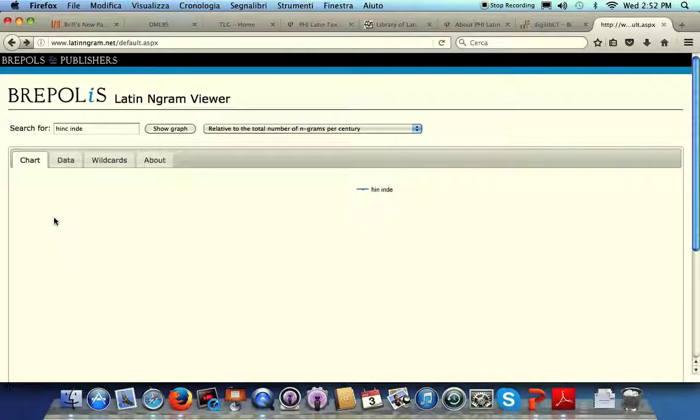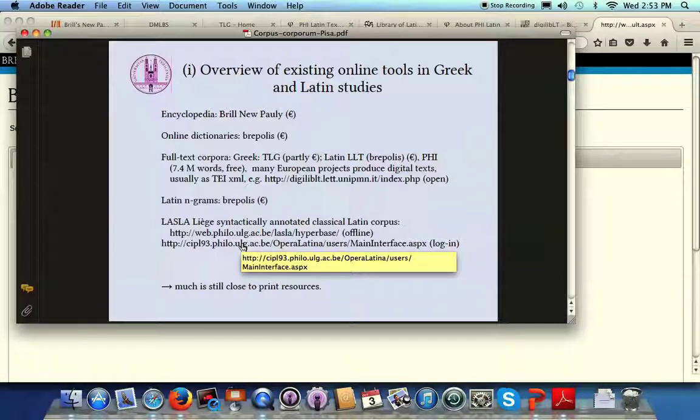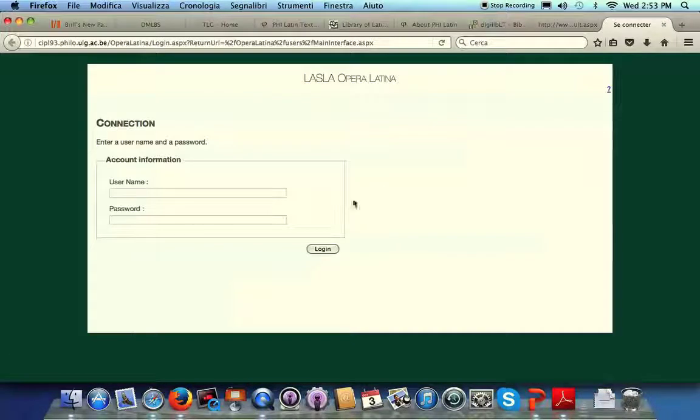A university project that is not commercial is done by the LASLA in Liège in Belgium. Already in the late 90s, they produced a part-of-speech annotated corpus of classical Latin texts and published their corpus on a CD-ROM back then called Hyperbase. This CD-ROM had to be bought. It worked on Windows XP. I think probably nobody is using Windows XP anymore these days, and so this is legacy software today. But fortunately, it has been migrated to an internet tool, which can be freely accessed as long as you get credentials from them. You basically just have to send them an email, and within a few days, you will get login information to the corpus.